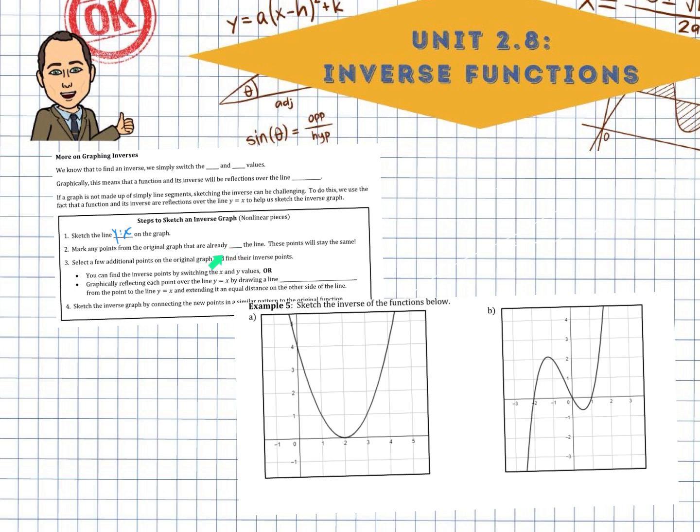I personally am a fan of just looking at key ordered pair values and trying to sketch it from there. Now, the other way to do this, as I said before, is if you had the line y equals x and you drew points from one side of the original function across the line y equals x, the same distance in a perpendicular way, then you'll have the other inverse sketched.